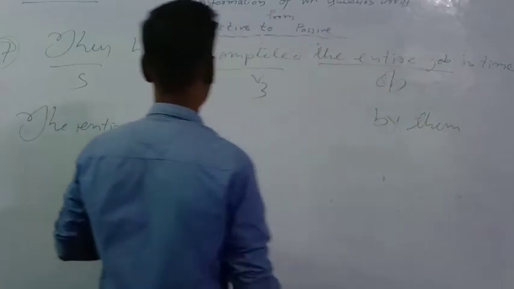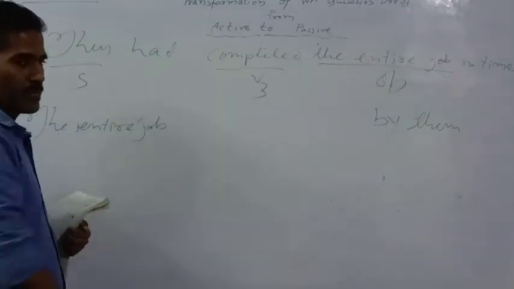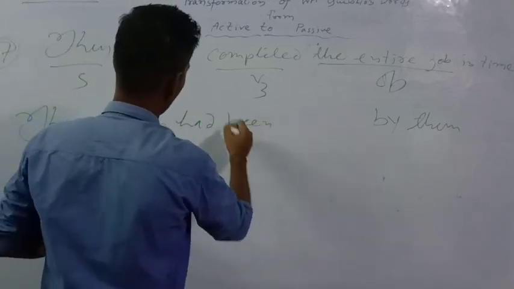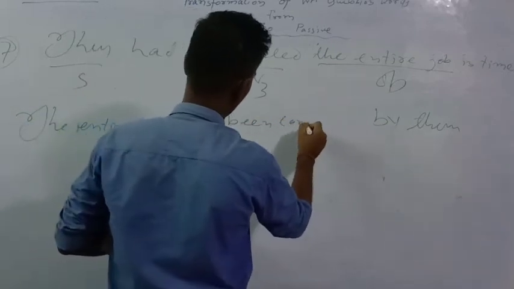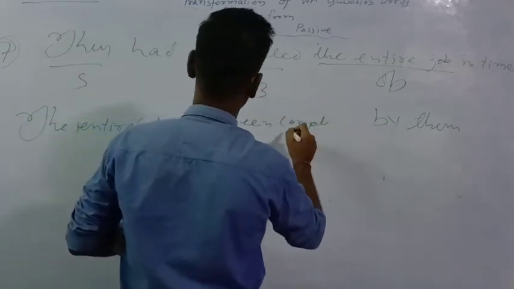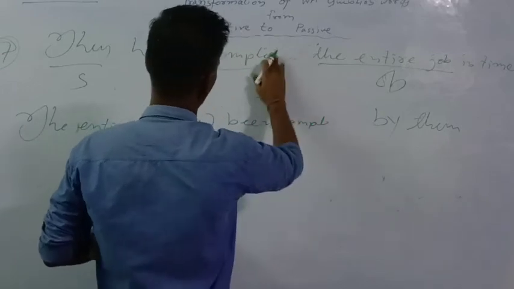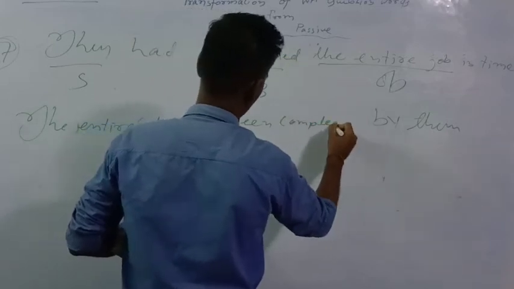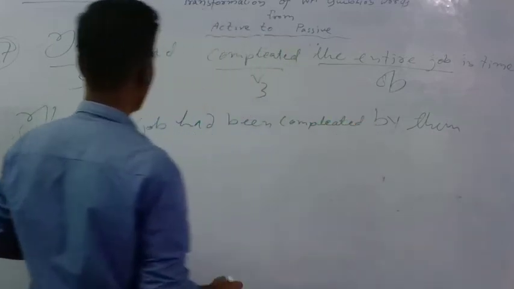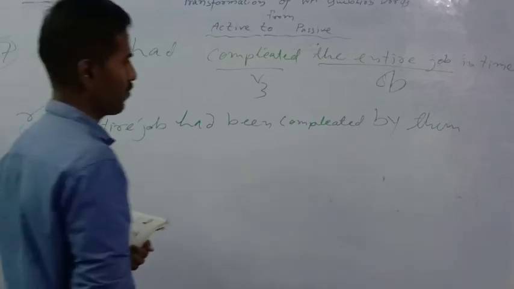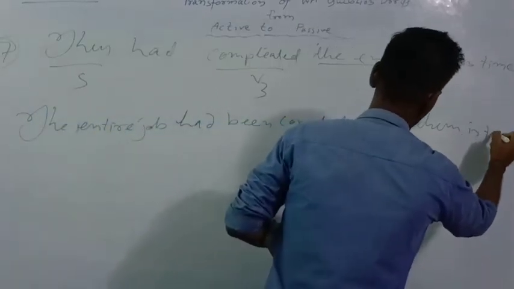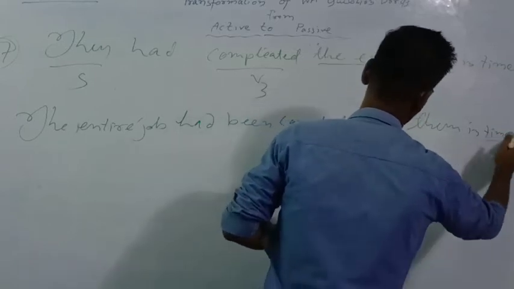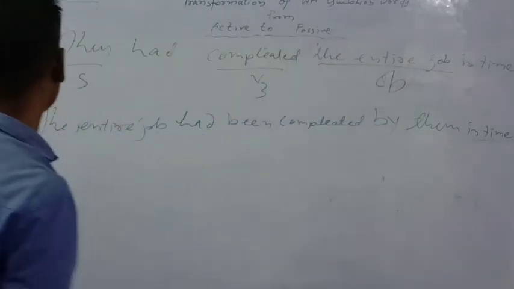Here, by preposition. If there is had in active, in passive voice it is had been. The entire job had been. Then V3 will remain as V3, completed. The entire job had been completed by them in time. Adverb of time will be at the end always.